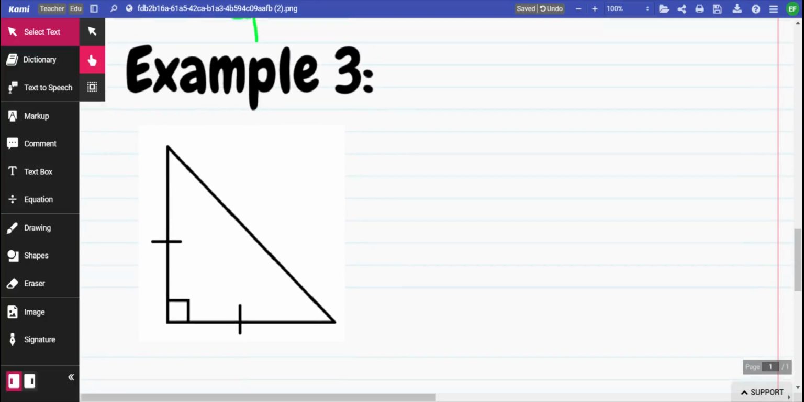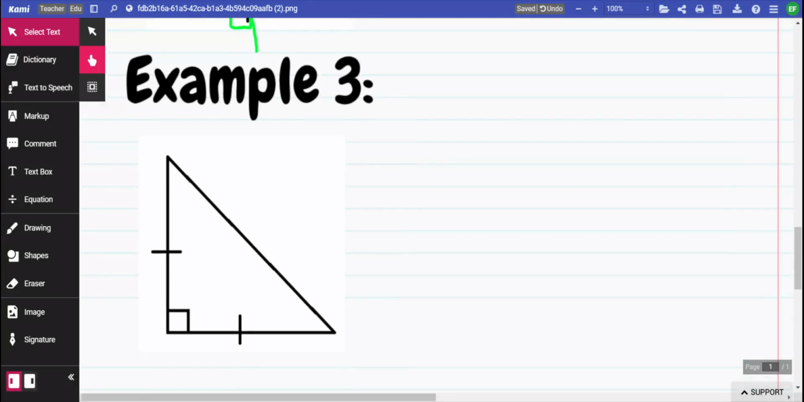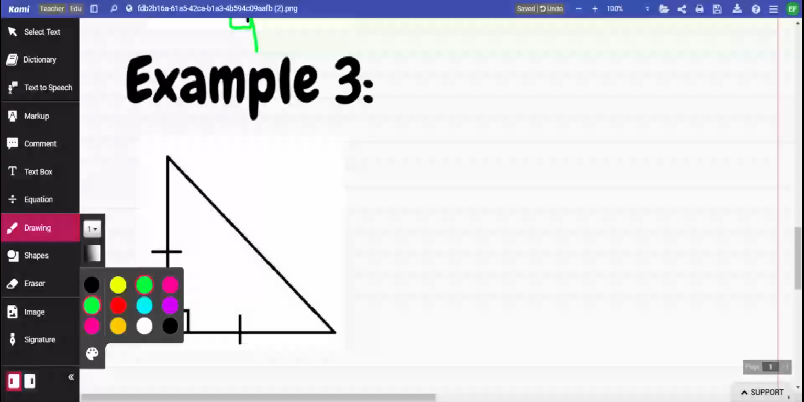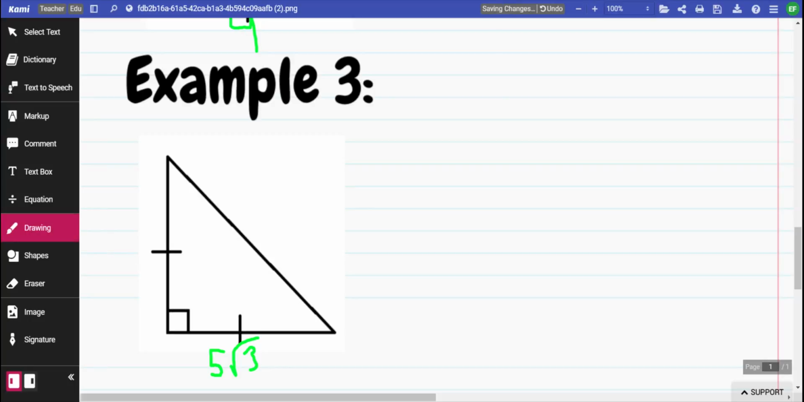Let's look at 2 more examples for this little section here. Let's say that I give you your legs now. So let's say I throw a radical in there. Let's say that this leg here has a length of 5 times the square root of 3. Well, this leg is also going to have that exact same length. But then we have to do a little bit of math to figure out what the hypotenuse is. We know that the hypotenuse has to be the leg multiplied by the square root of 2.